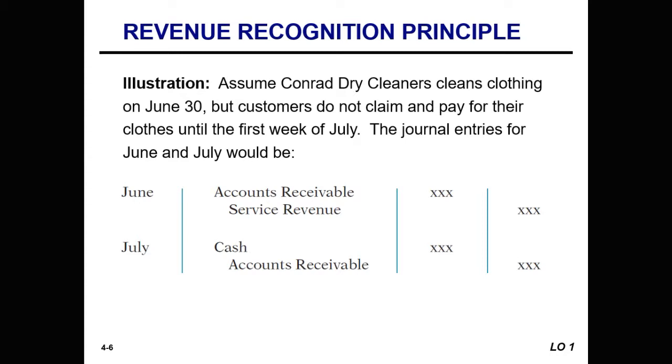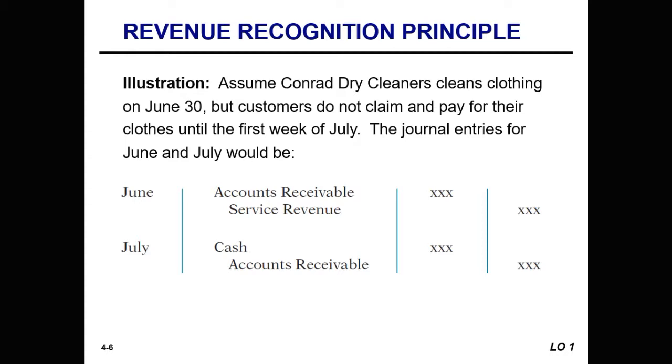Because the service obligation has been satisfied, the revenue has constructively been earned and must be recognized. So another way to think about this is to think about airlines. On May 1st, you buy a ticket for a flight on June 15th. You've paid for the ticket in May, but you're not going to fly until June.